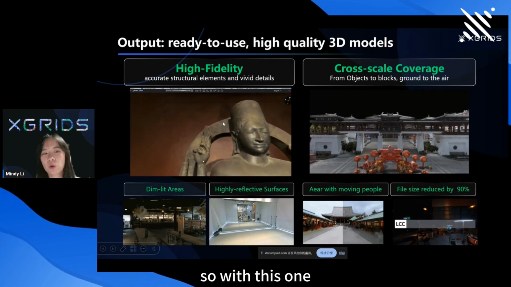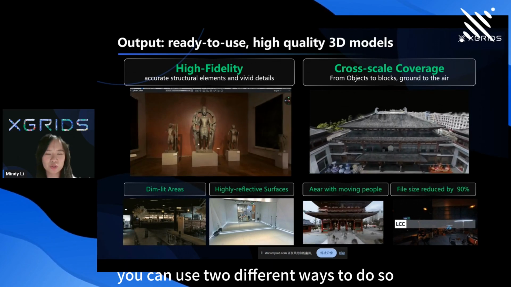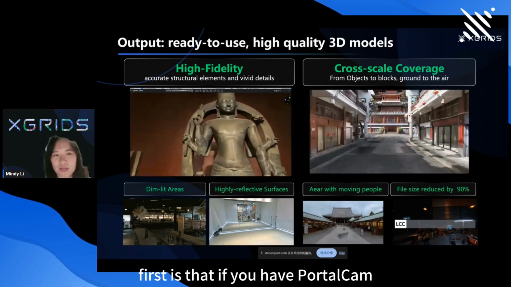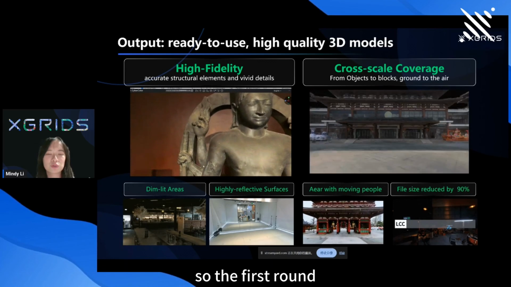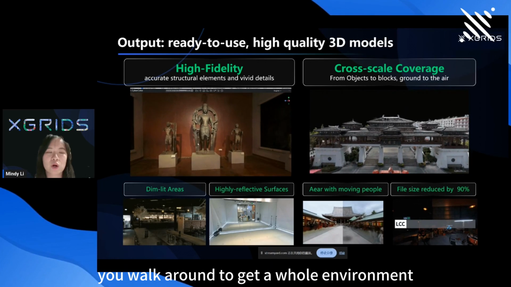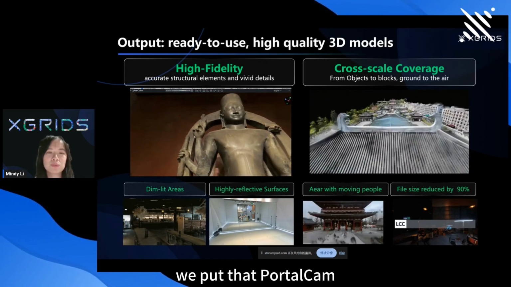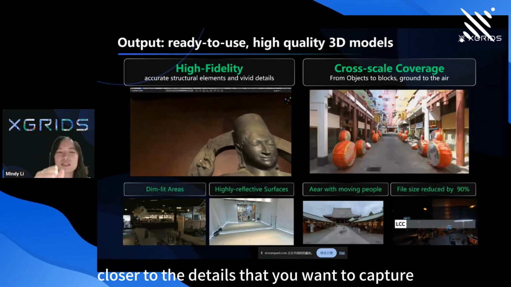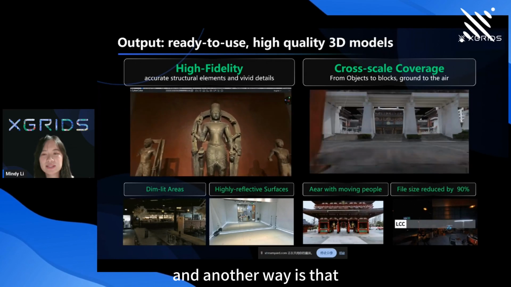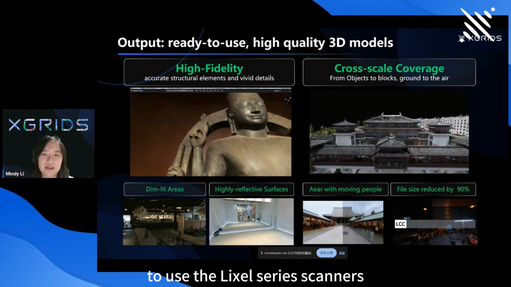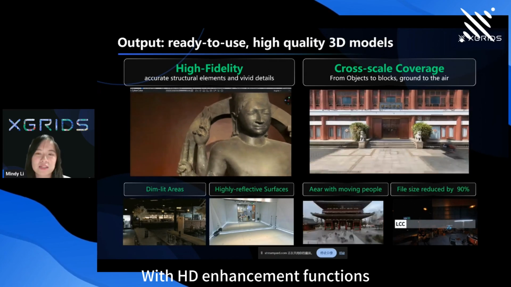So with this one, you can use two different ways to do so. First, if you have PhotoCAN, we have two front eyes to capture the details. So the first round, you walk around to get the whole environment. And the second round, we put the PhotoCAN closer to the details that you want to capture so that you get more detail. Another way is to use the Lexo Sierra scanners with HD enhancement functions.